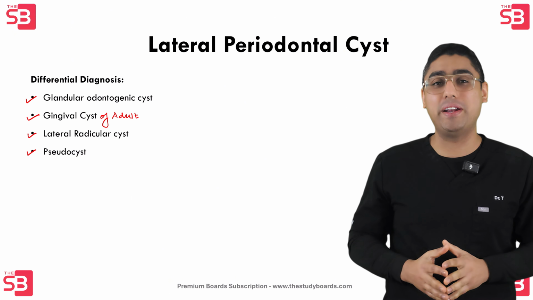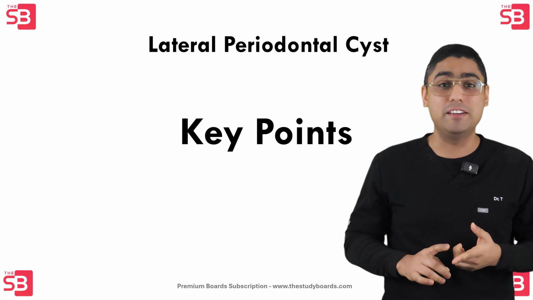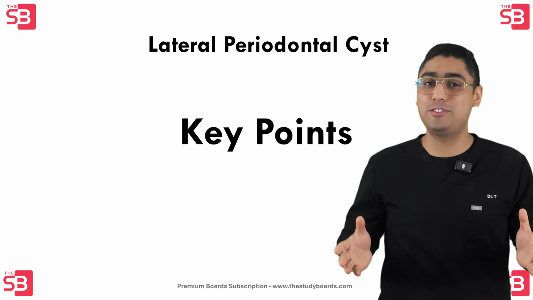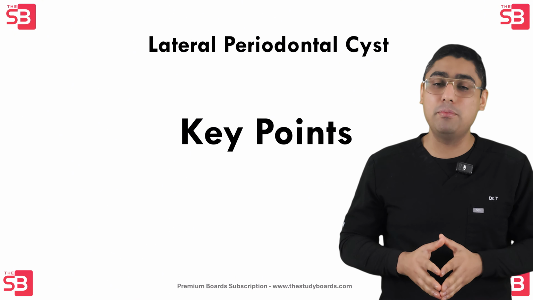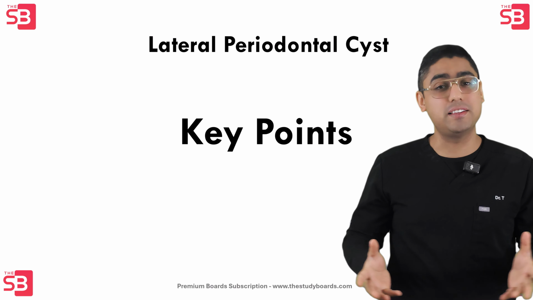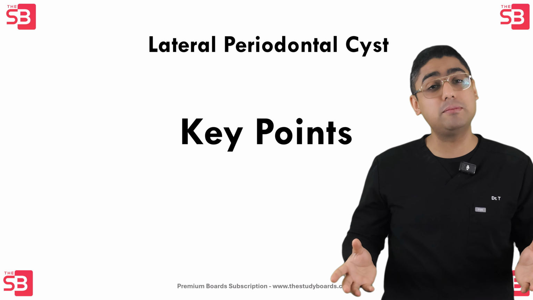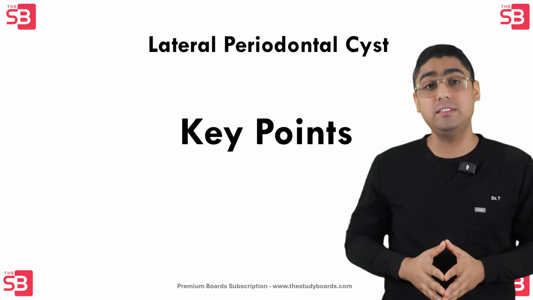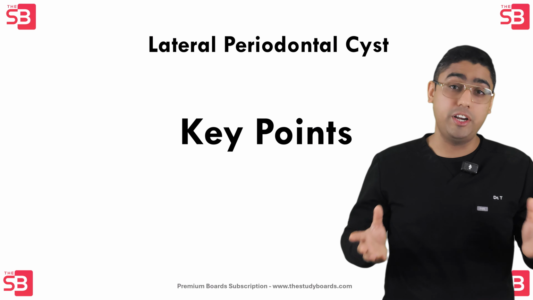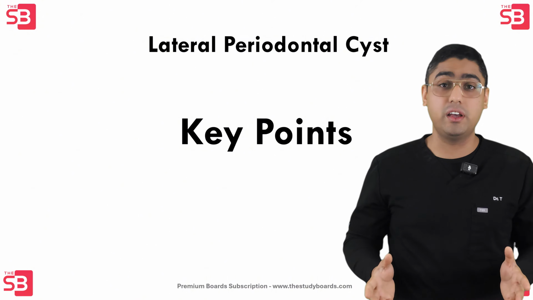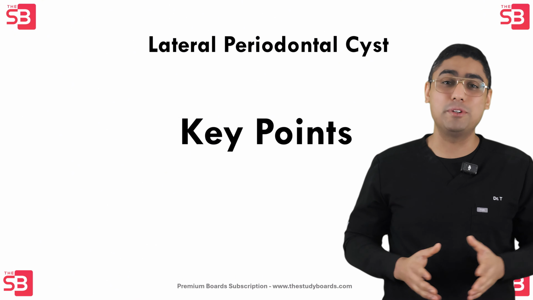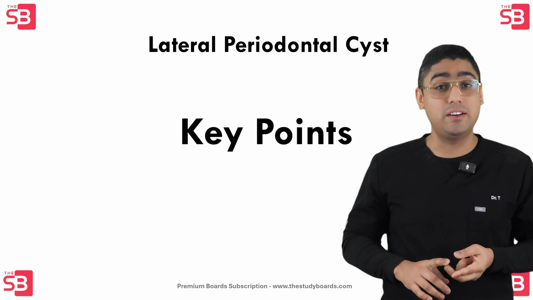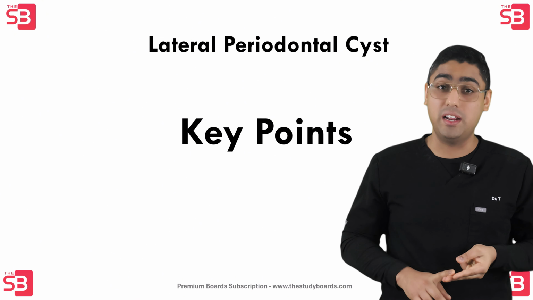Let's quickly wrap up the key points about lateral periodontal cysts. These are developmental cysts that arise from dental lamina remnants, specifically epithelial rests of Serres. Then they are commonly found in the mandibular canine premolar region. Most of these cases are asymptomatic with no pain or tooth displacement, and radiographically they appear as well-defined round or oval radiolucencies lateral to the root of a vital tooth. Now, treatment involves surgical enucleation with curettage, and finally we discussed the differential diagnosis because it's important to rule out similar lesions like glandular odontogenic cysts, lateral radicular cysts, gingival cyst of adult, and pseudocyst.